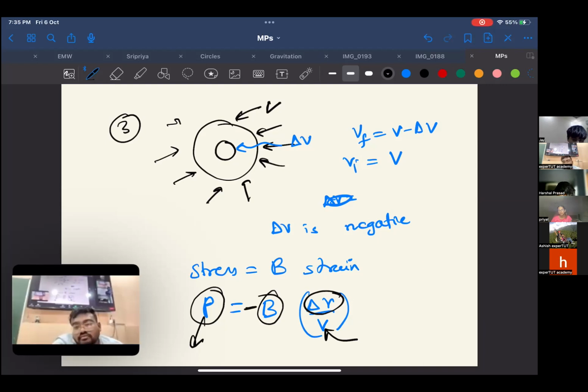Okay? Understood why there is a minus here? Because delta V is a negative quantity, we have to adjust for the sign. So P is minus B times delta V by V. And therefore what will be the value of B? P by delta V by V with a negative sign. Yes or no? This is the definition of bulk modulus, it will come in the exam. What is bulk modulus?